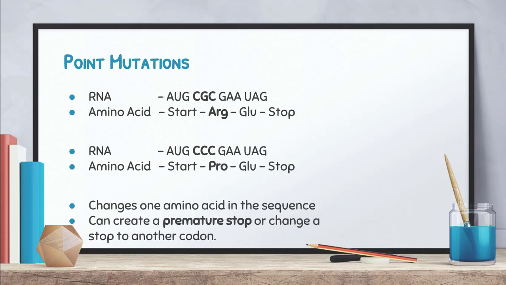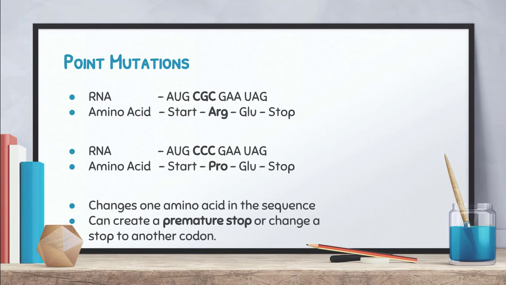Some examples of point mutations. If we take a look here, our normal RNA sequence, AUG, CGC, GAA, UAG, has been changed to CCC. This means that the amino acid should be arginine, but instead is proline. So one example of a point mutation is we change one amino acid in the sequence. So instead of an arginine, we have a proline. Now that is very problematic for the cell. This can also create a premature stop codon or change a stop to another codon, which could have even more significant impact on the cell.